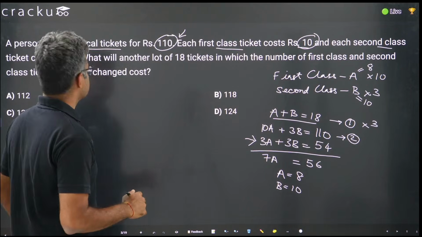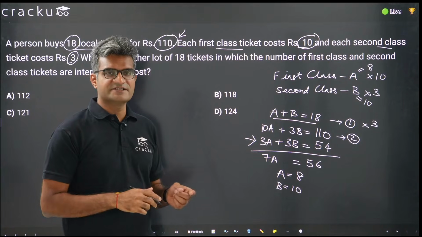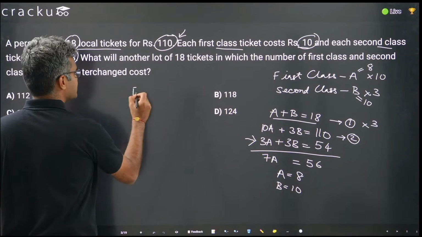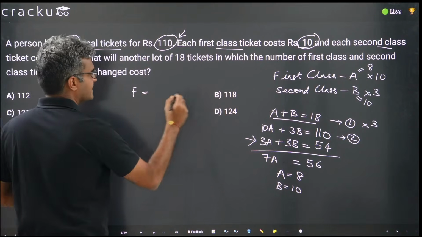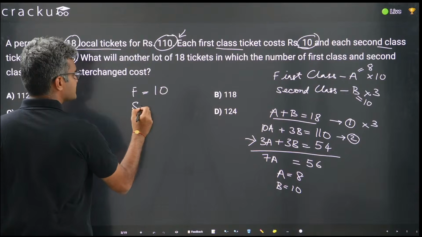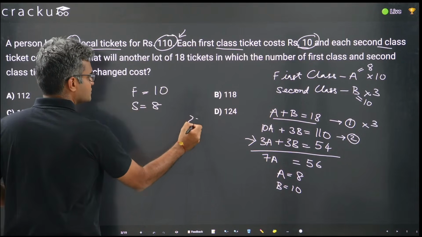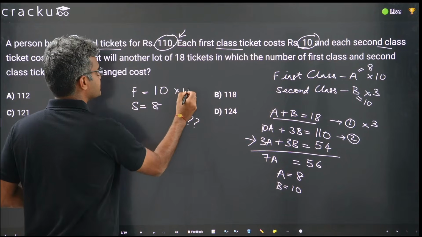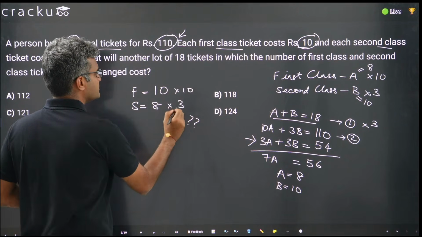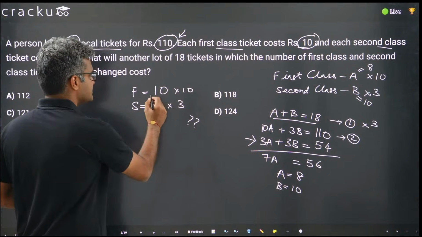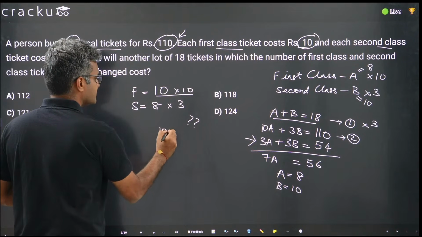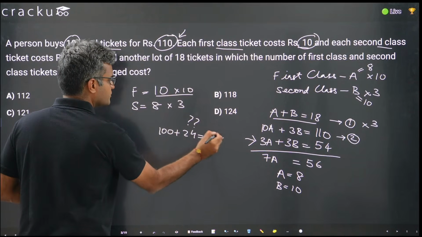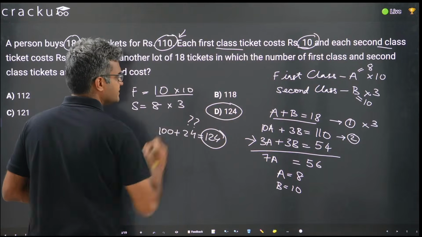What we are told is, if the number of first class tickets and second class tickets are interchanged, how much will it cost? So what we are basically saying is, if the number of first class tickets is 10 and the number of second class tickets is 8, what is the total cost? Every first class ticket costs 10 rupees. Every second class ticket costs 3 rupees. So the total money that is spent is 10 into 10, which is 100, plus 8 into 3, which is 24, which equals 124 rupees, which is option D.